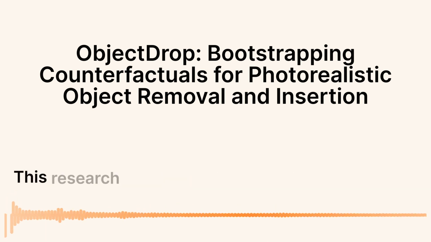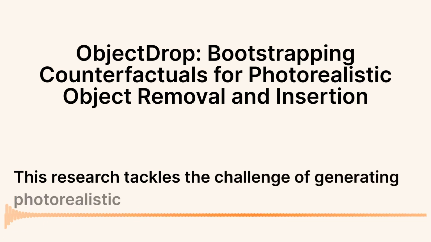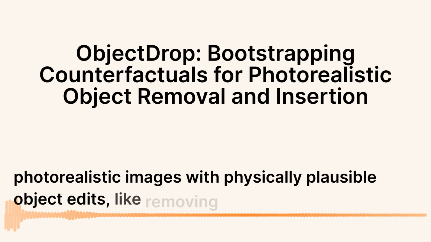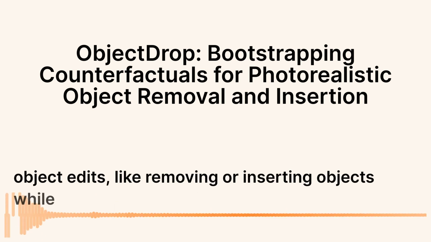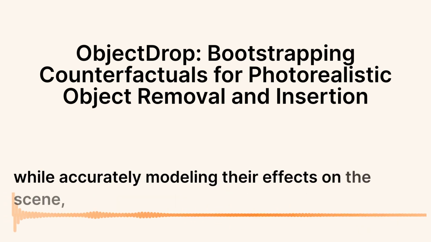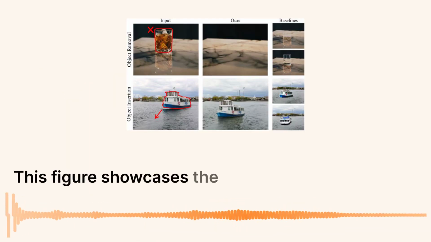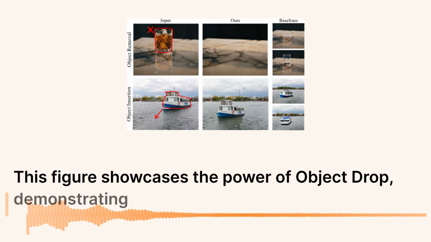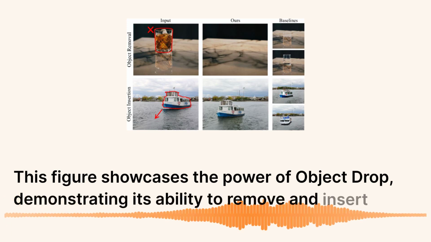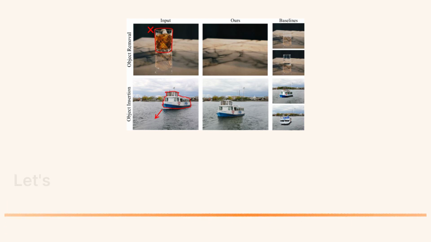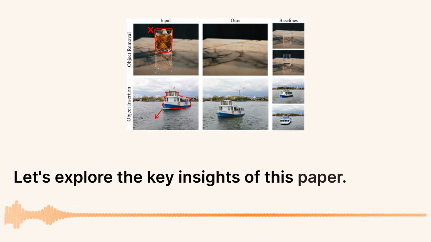Today, we're diving into a groundbreaking paper titled ObjectDrop, Bootstrapping Counterfactuals for Photorealistic Object Removal and Insertion. This research tackles the challenge of generating photorealistic images with physically plausible object edits, like removing or inserting objects while accurately modeling their effects on the scene, such as shadows and reflections. This figure showcases the power of ObjectDrop, demonstrating its ability to remove and insert objects while accurately capturing their impact on the scene. Let's explore the key insights of this paper.